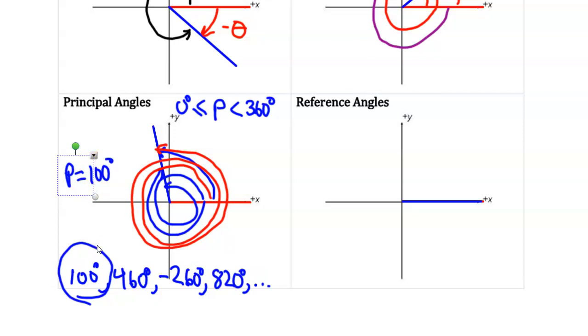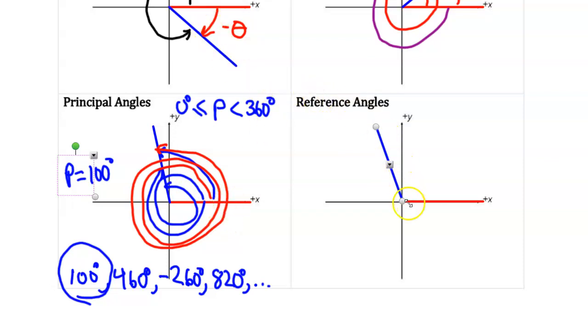And then finally, reference angles. Reference angles, quite easily put. Let me just construct an angle here. Let's just go back to the 100 degrees. The reference angle is defined as the acute angle between the terminal arm and the x-axis.